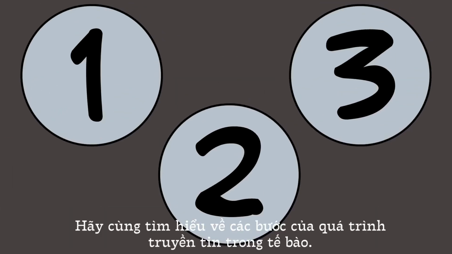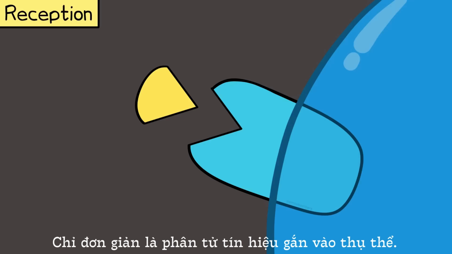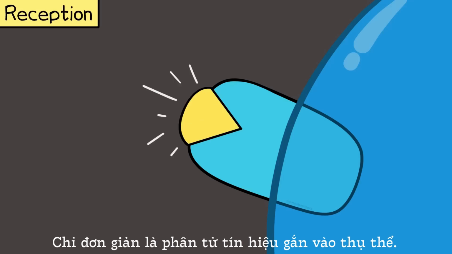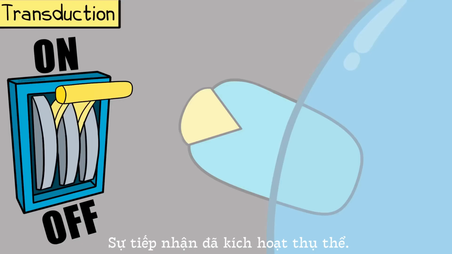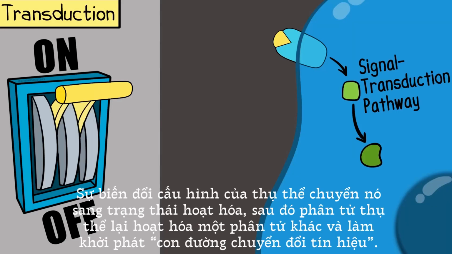The general sequence of cell signaling. First, reception. Typically, a signal molecule binds a receptor. Second, transduction. The receptor gets activated by this binding. This often means the receptor will change its shape. It could even involve a whole series of molecules changing their conformation in something called a signal transduction pathway.